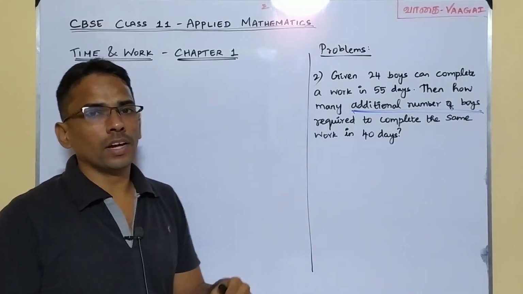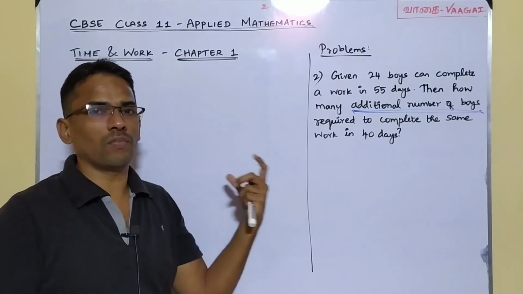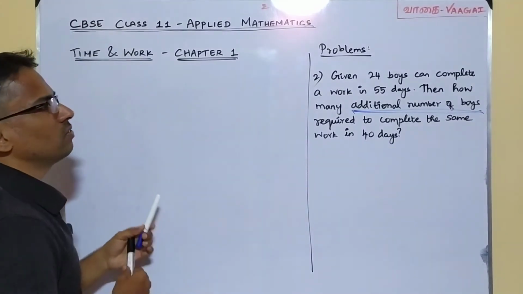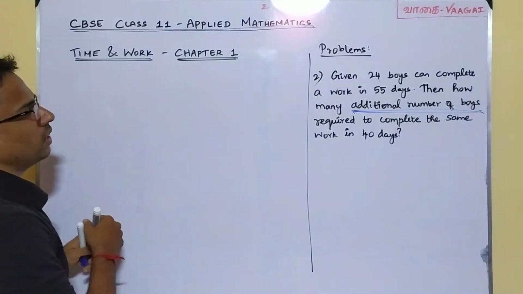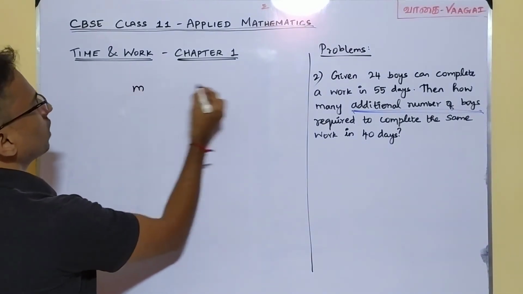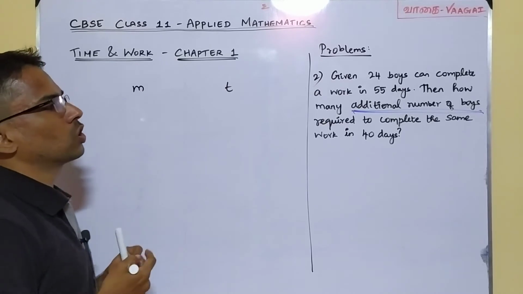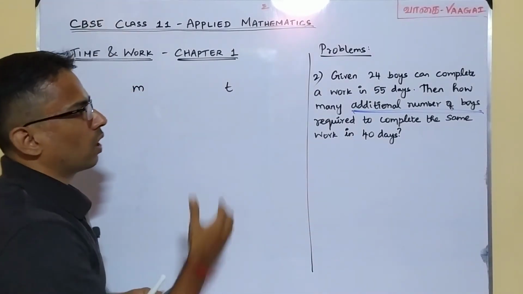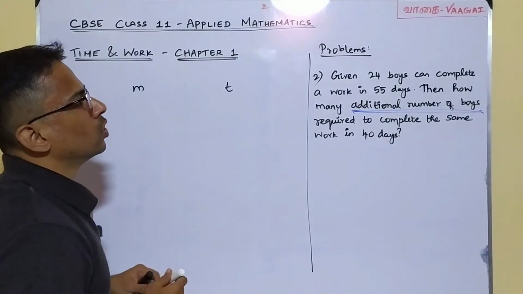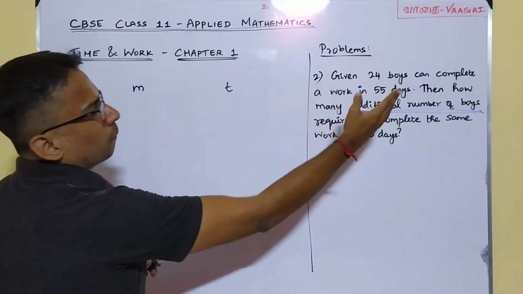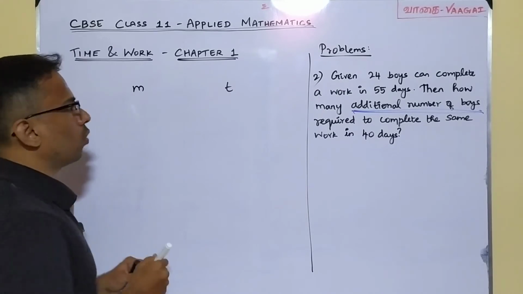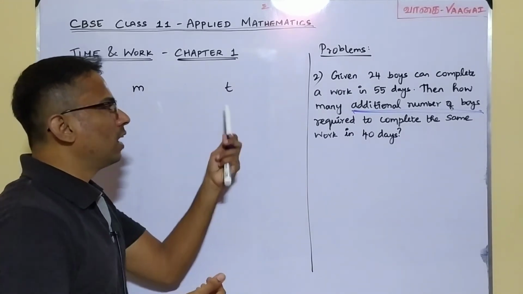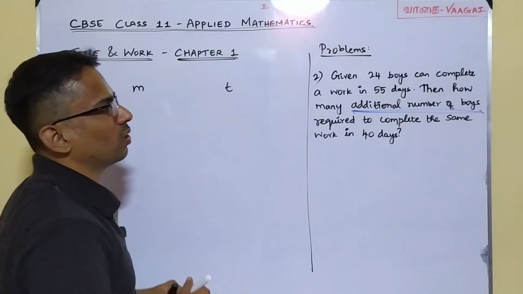So again, it's very similar to the question that we have worked previously, I mean the first question. This is again a question which is based on manpower and time comparison only. So as usual, let's take the data here. Given 24 boys can complete a work in 55 days. Here the manpower is in terms of boys and time is in terms of days. That's the only difference.